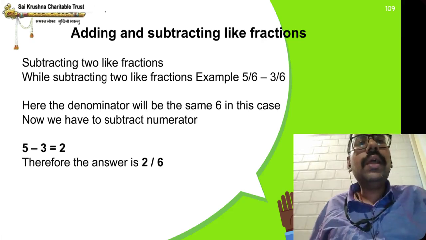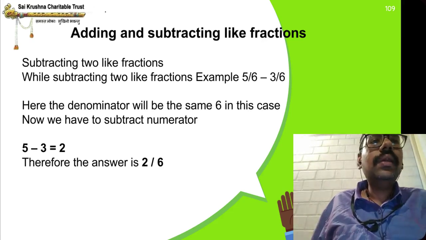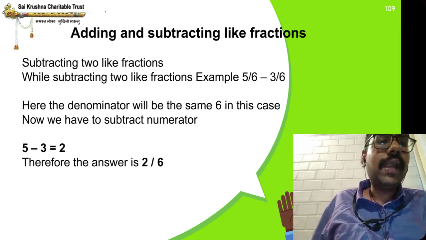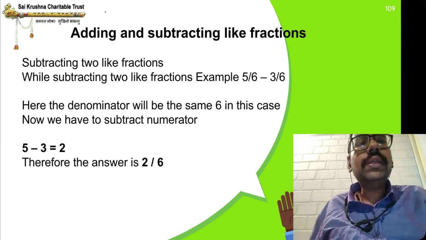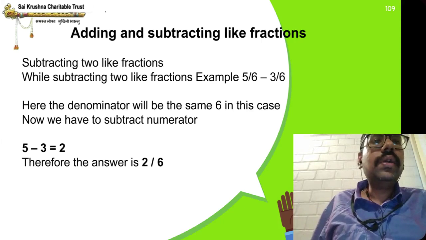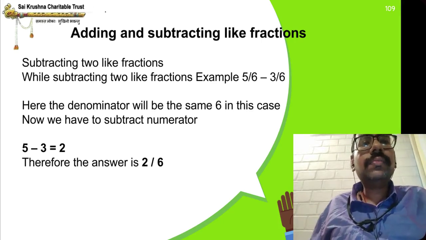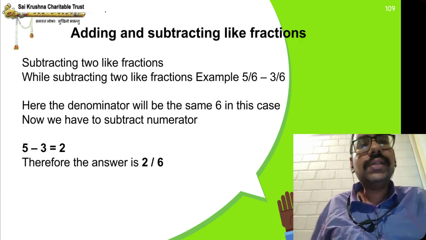Now, how to get the numerator? Very simple. Do 5 minus 3, right? 5 by 6 minus 3 by 6 is there, no? The first numerator is 5. The second numerator is 3. So you should do 5 minus 3. We'll get 2. The answer is 2 by 6.